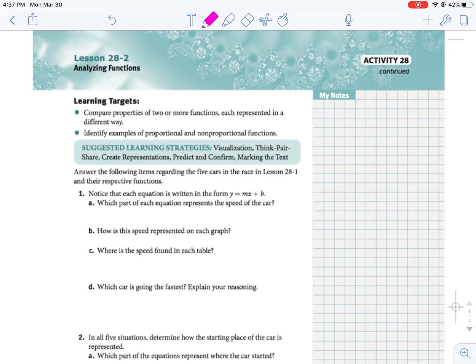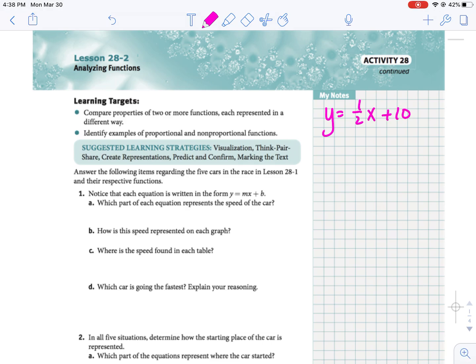All right, so in the last lesson, you were taking a look at some words, some descriptions, some equations, some graphs, and some tables, things that we've been looking at back when we were in school. And you had to compare the speed of the cars and which car started behind the starting line, which one started ahead of the starting line. And those cars had 5 different equations that you had to look at.